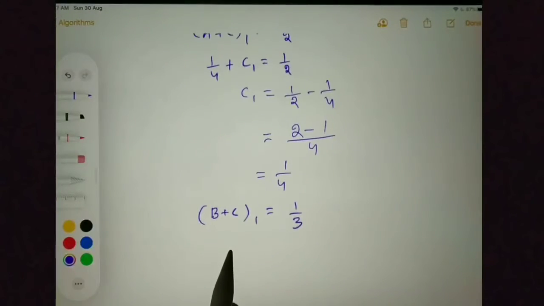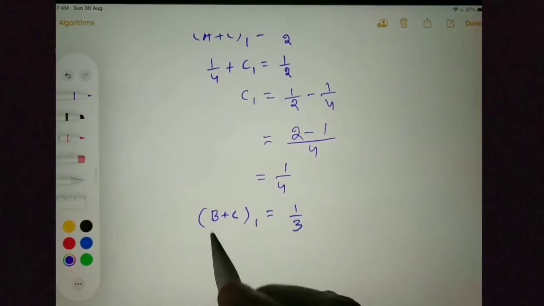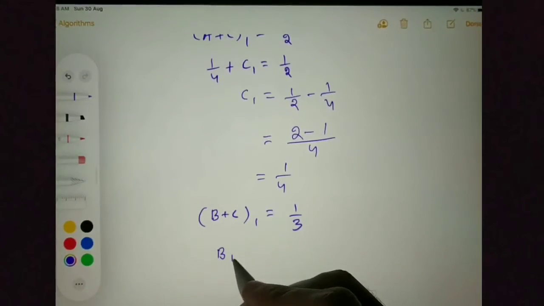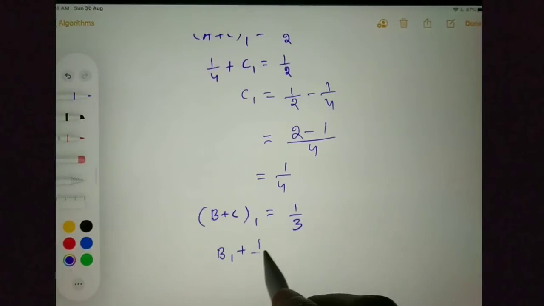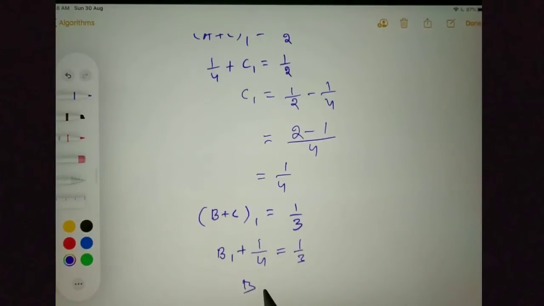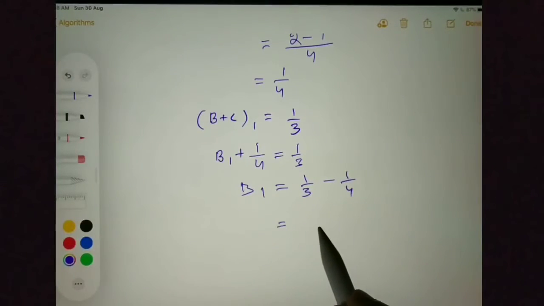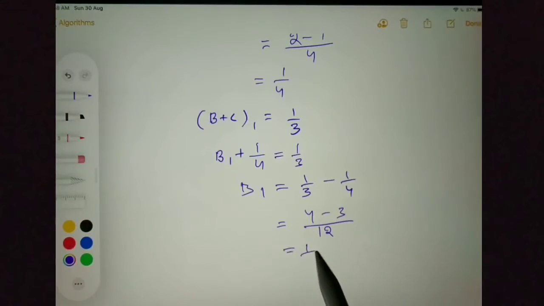Now we already know C's 1 day's work is 1 by 4. Let's substitute. B's 1 day's work plus C's 1 day's work, 1 by 4, is equal to 1 by 3. B's 1 day's work is equal to 1 by 3 minus 1 by 4. The LCM of 3 and 4 is 12, 12 divided by 3 is 4, 12 divided by 4 is 3, and we get 1 by 12. This is B's 1 day's work. And in how many days can B complete the task? That is 12 by 1, which is equal to 12 days.